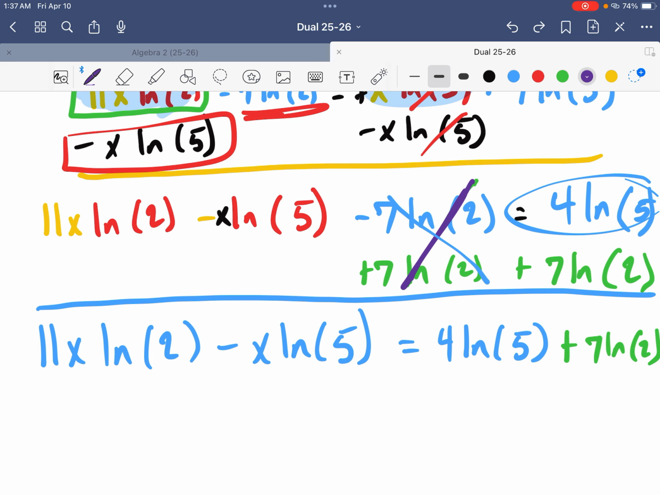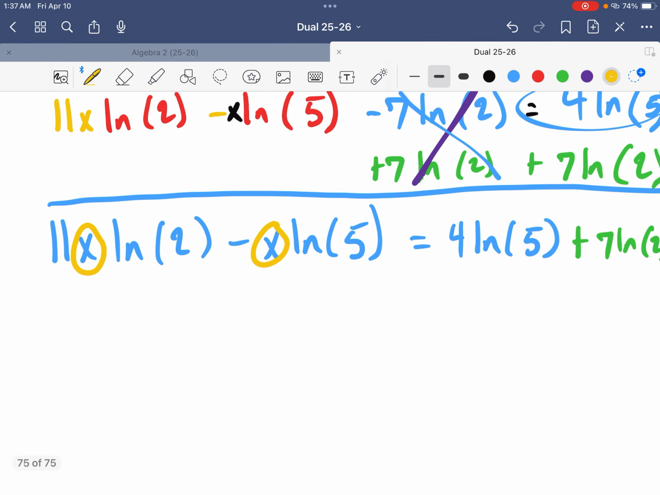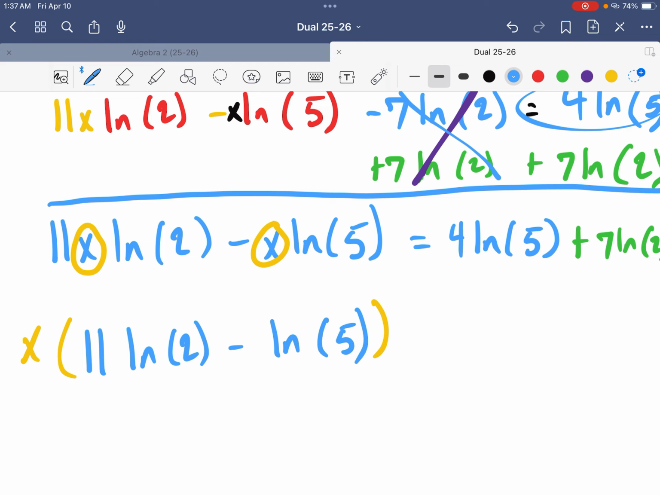Now, the whole reason we're doing all this crazy stuff, right, is because I have an x and I have an x. I don't want x on both of them. I want to take out the x. We call that factoring. Okay? If I take out x, what do I have left? I still got an 11, and I still have an ln2. Minus sign. If I take away the x, I still have an ln5. Equals all this junk right here.